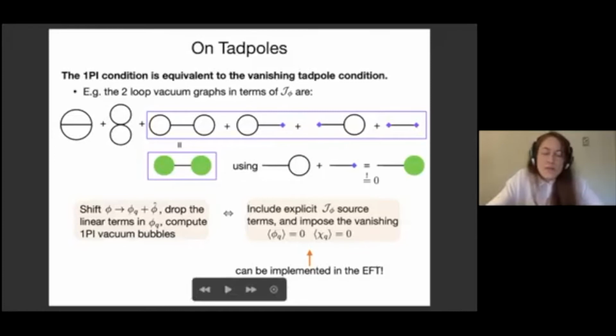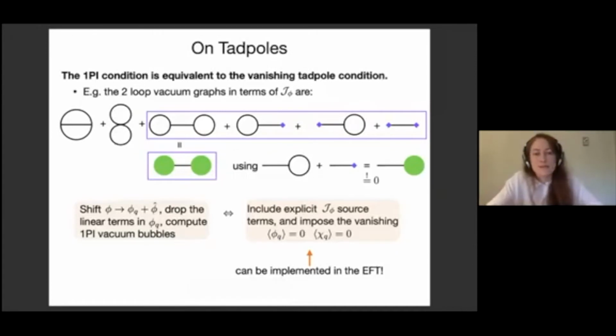So just for example, we can look at the two loop vacuum graphs. If I write out all the two loop vacuum graphs in terms of this curly j, I have all of these not 1PI graphs, but if I rewrite curly j in terms of the total tadpole, then these all can just be given by a graph, which is just the thing that we set equal to 0. So this is just an example, diagrammatically, that the 1PI condition at two loop is equivalent to including this curly j and then requiring that it sets the total tadpole to 0.